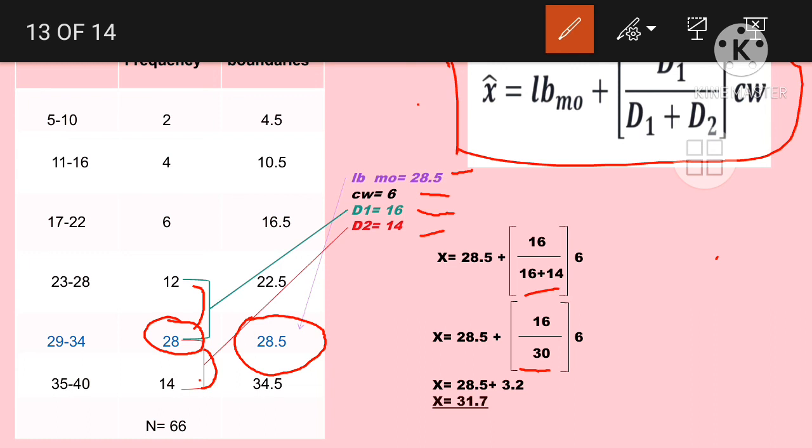After getting the answer on 16 plus 14, we need to divide the 16 divided by 30 times 6, which is 3.2. So, we need to add it to get the mode. 28 plus 0.5 plus 3.2 is equal to 31.7. So, this is the mode.